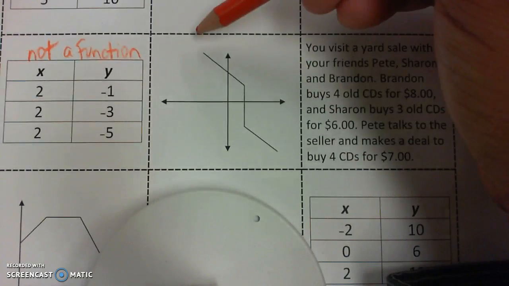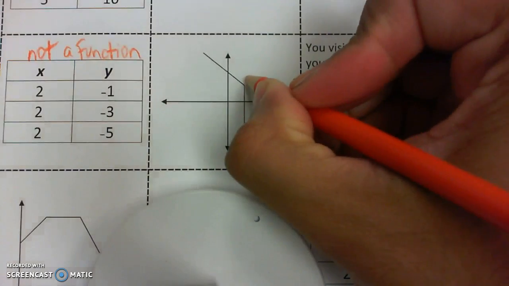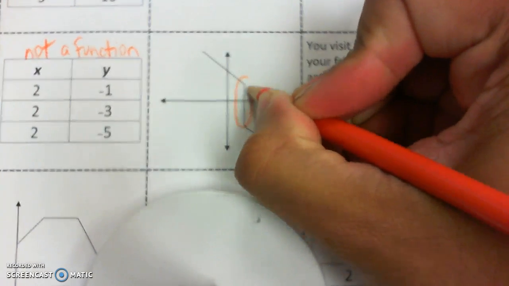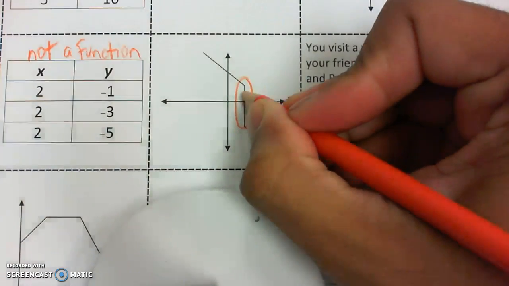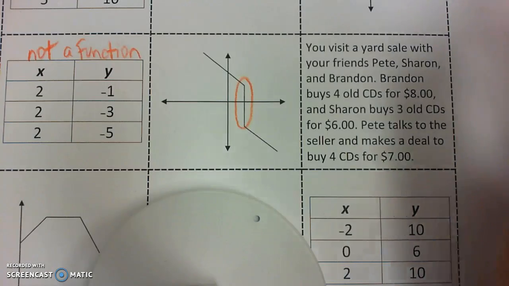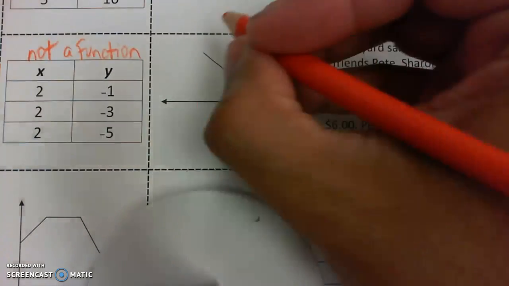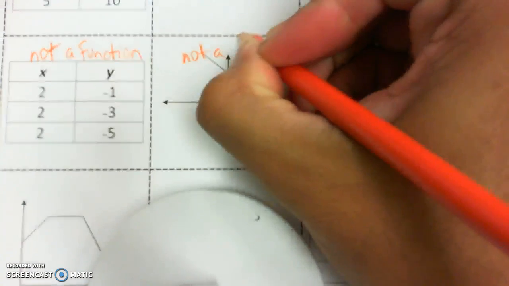With this middle box, I have a graph, and if you notice this section right here in the middle, this vertical section, that x value would have multiple y values. Anything along that line would have a different y value. So this is also not a function.